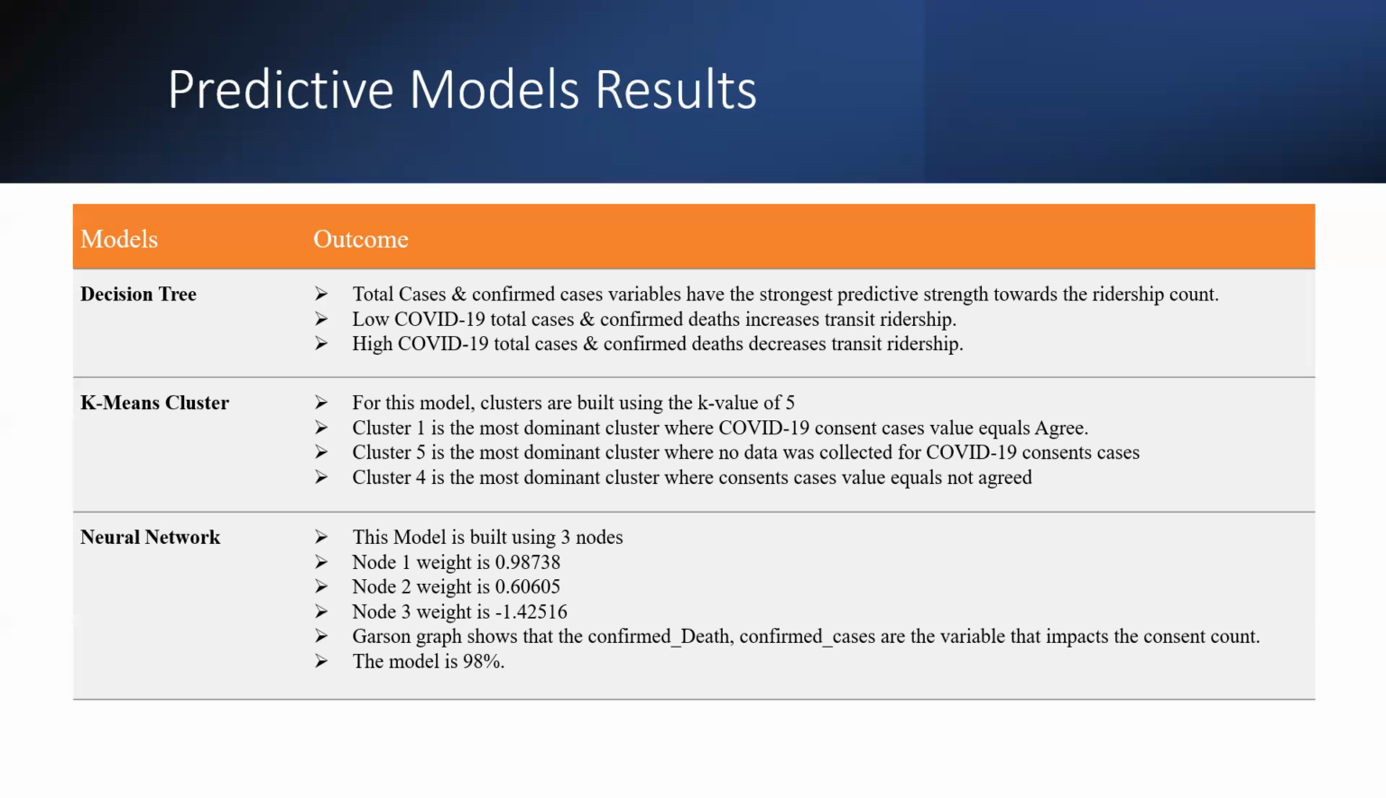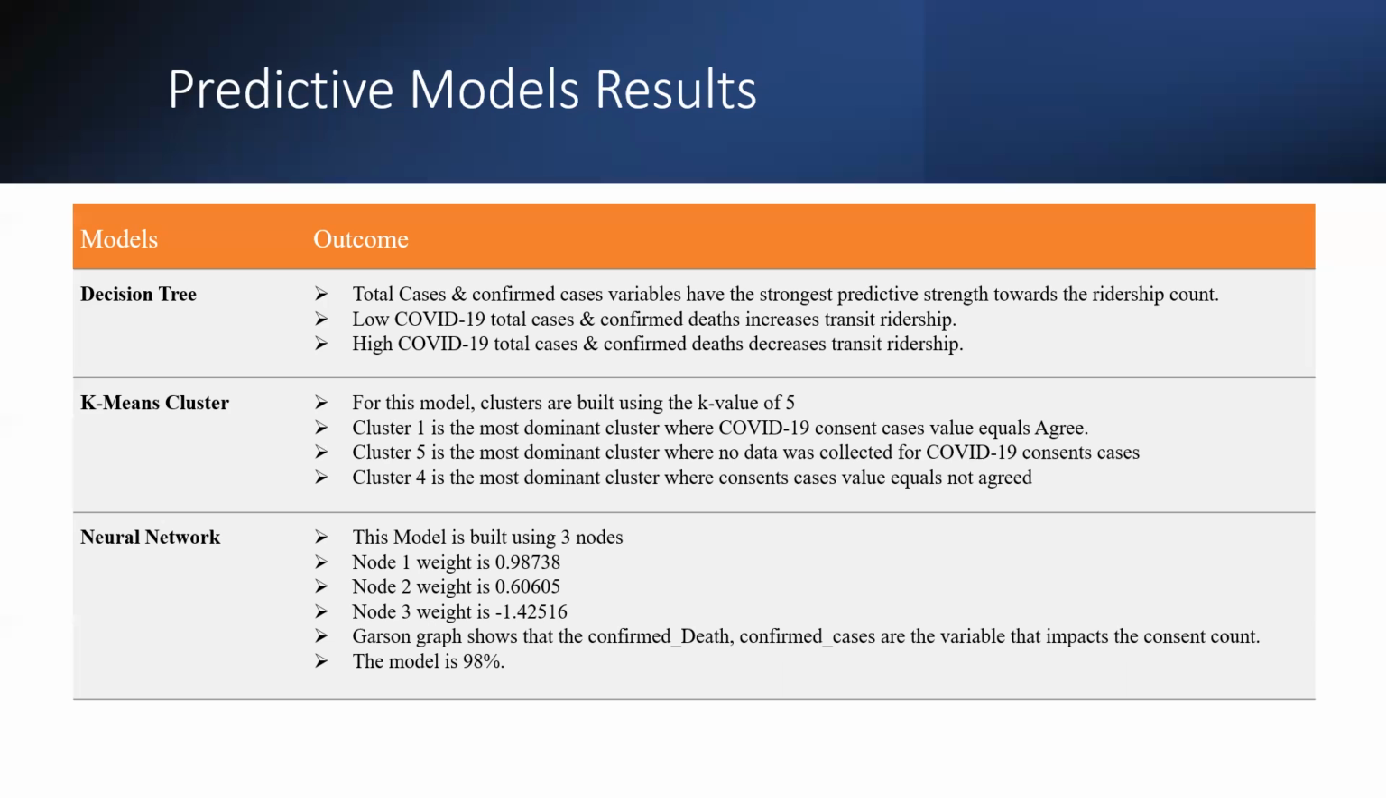So for these predictive models, I built it using 3 nodes, and then they each have their different weights. So node 1, that's the weight from node 1, and then node 2 has a much smaller weight from node 1, and then node 3, that's a weight over there.